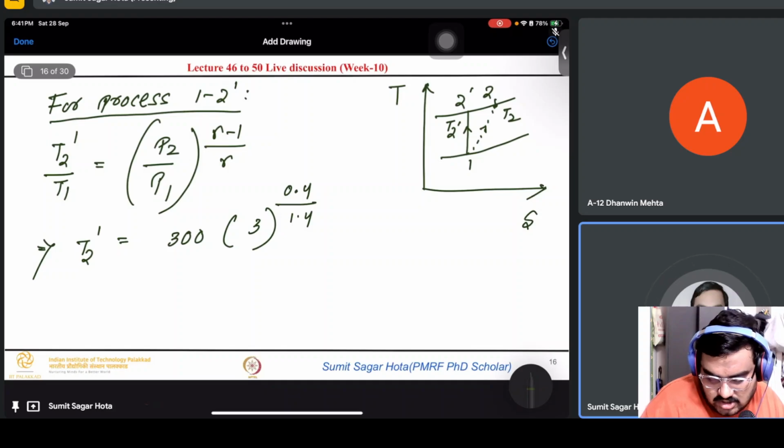Because P2 by P1 we already know is 3, and gamma is 1.4 for air. Okay, we'll substitute and find out T2 dash.